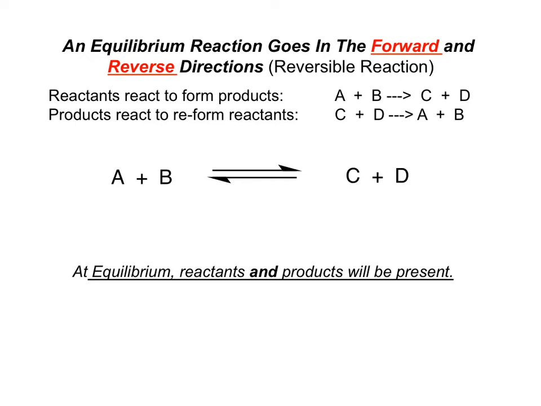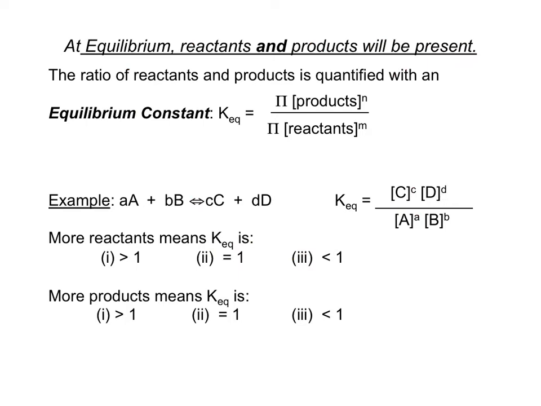Let's take a look at an equilibrium reaction. Reactants A and B react to form products C and D. Products C and D react to reform reactants A and B. At some point, the concentrations of reactants and products will be constant. This condition is called equilibrium. We can quantify the relative amounts of reactants and products with an equilibrium constant. The equilibrium constant is the ratio of the product of the concentrations of products to the product of the concentrations of reactants.